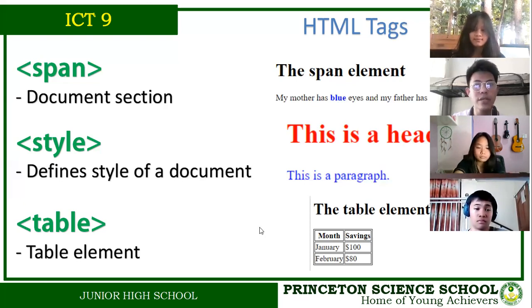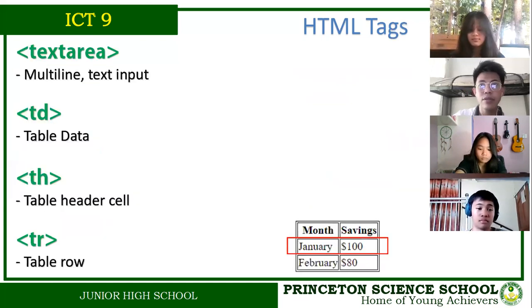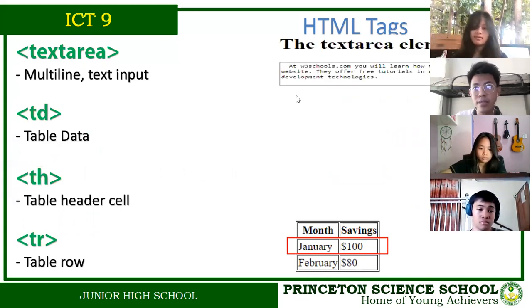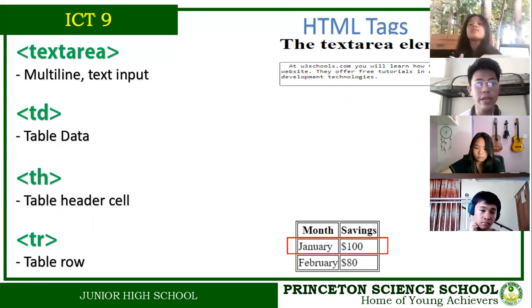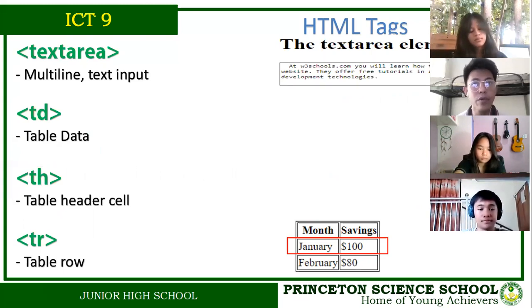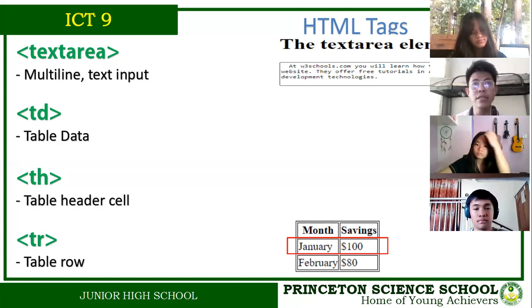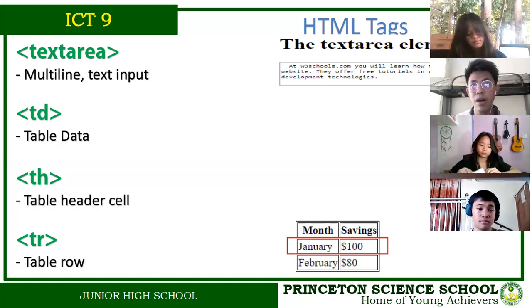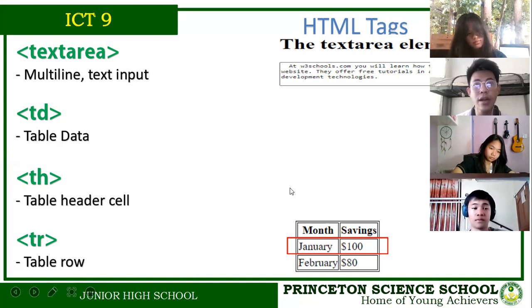For the next one we have the text area. So the text area is a multi-line text input. So what does it look like? It looks like this. Text area is just the same as the input tag, but the input tag will just have a single line of text for the input. But for the text area, you can have multi-line text displayed as your text box. So they're pretty much the same, but the text area can have more lines of words.